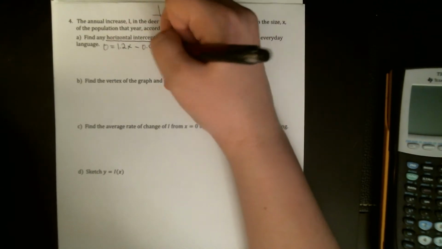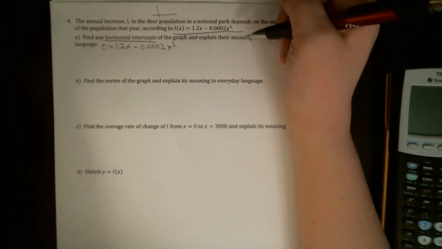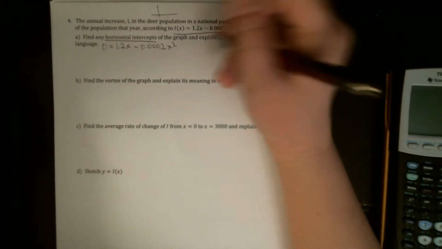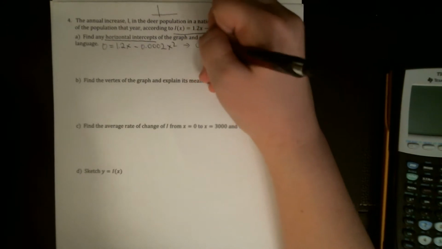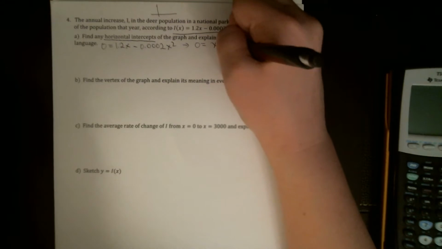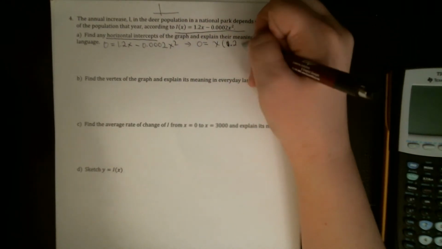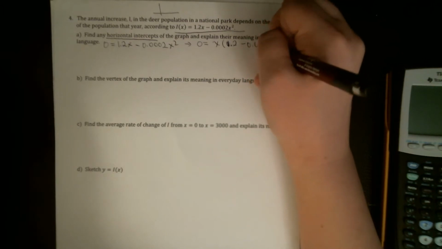So 0 equals 1.2x minus 0.0002x squared. And then you'll want to square root or factor or use the quadratic formula. A lot of people get a little stuck on this one, but this one's actually wonderful. We can factor out an x here. If you'd like, you can try factoring out something other than that to deal with these decimals.